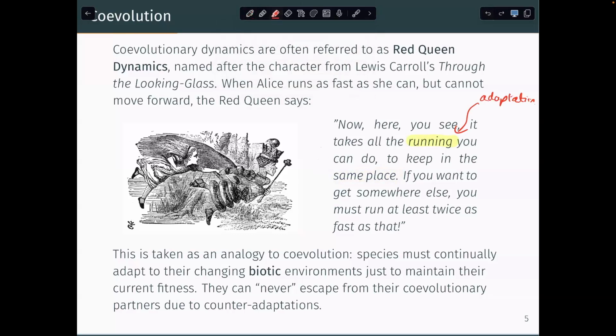So running as fast as you can just to maintain some level of fitness basically says, if you stop running, you're going to fall behind. But you can never outrun your antagonists, or rarely outrun your antagonists. Okay, so this idea of the same place is about your relative fitness.